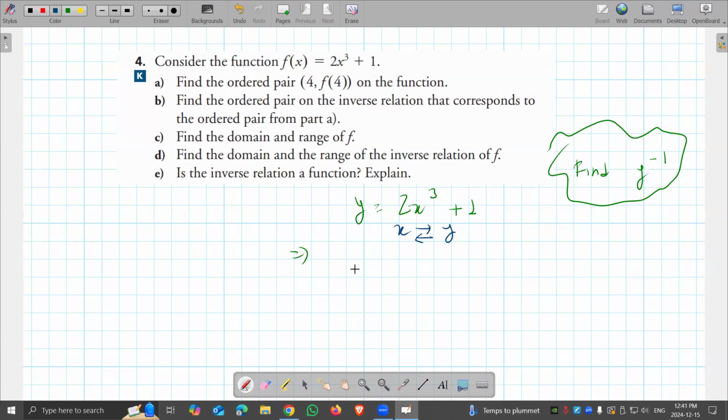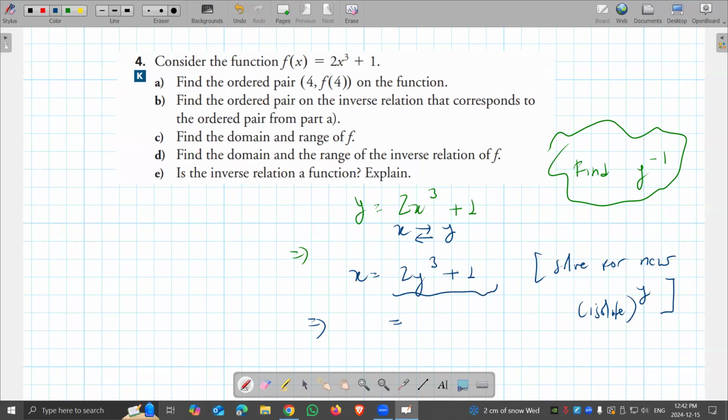So your equation would look like x equals 2y cubed plus 1. And then from this new equation, you wanna solve for your new y, the y you just created. You wanna isolate it. By solve, I mean you wanna isolate it. So how do we solve for y here? So y is on this side of the equation. We want to get rid of that 2. We want to get rid of that plus 1. We want to get rid of that cube.